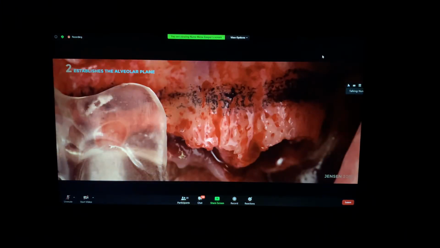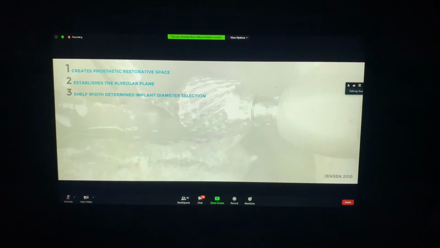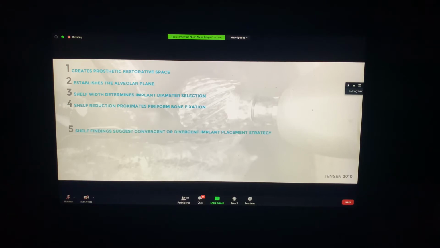So the second thing is to establish the alveolar plane. If we want an even prosthesis, we should do bone reduction when we have peaks like this. Và chúng ta phải thiết lập mặt phẳng xương ổ. And of course, doing this will help us to determine which diameter of implant we can use, to achieve better bone fixation, and to know where to place implants.